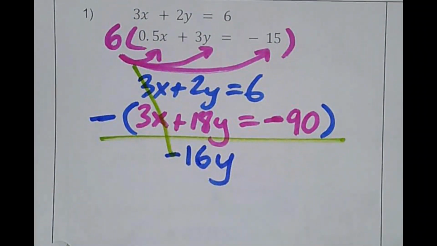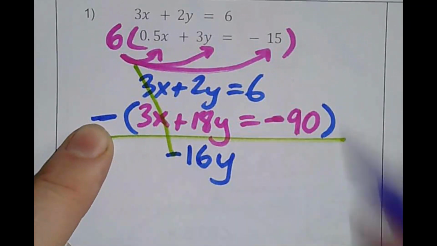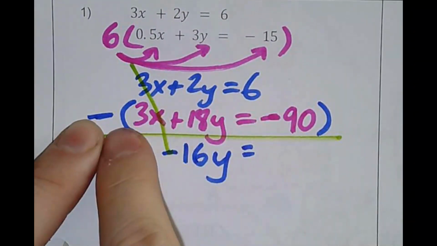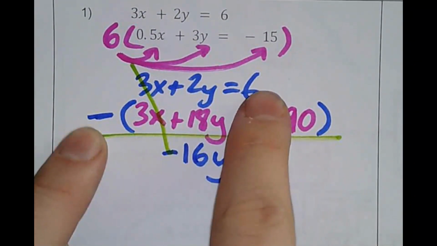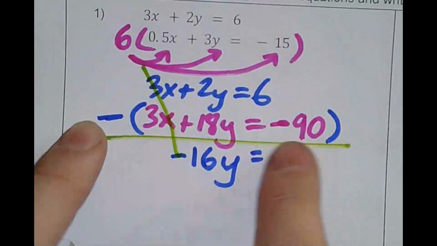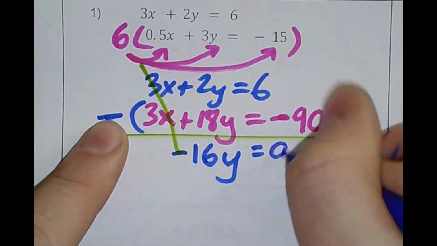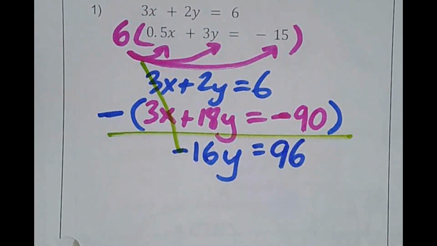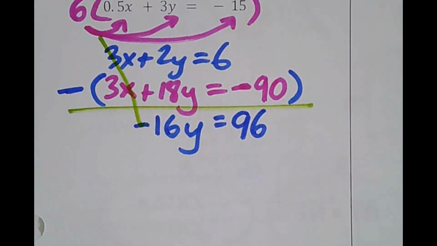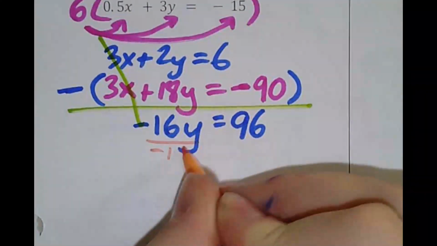And let's hope I didn't make any mistakes. Let's do the tough one here. 6 minus negative 90. Actually, that's not too tough. 6 plus 90. Yeah, 2 negatives makes a positive, so 6 plus 90 happens to be 96. Okay, my numbers are kind of big here, so I'm hoping that 16 goes into 96. Let's see. Yeah, dividing both sides by negative 16.